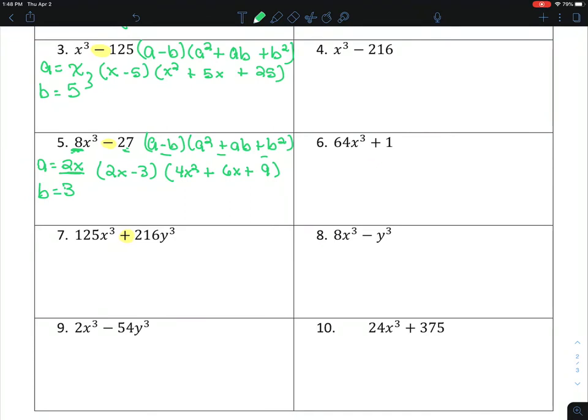So again, looking back at your table, you should see that A, what can we cube to get 125? 5. So that's going to be 5x. And what can we cube to get 216?